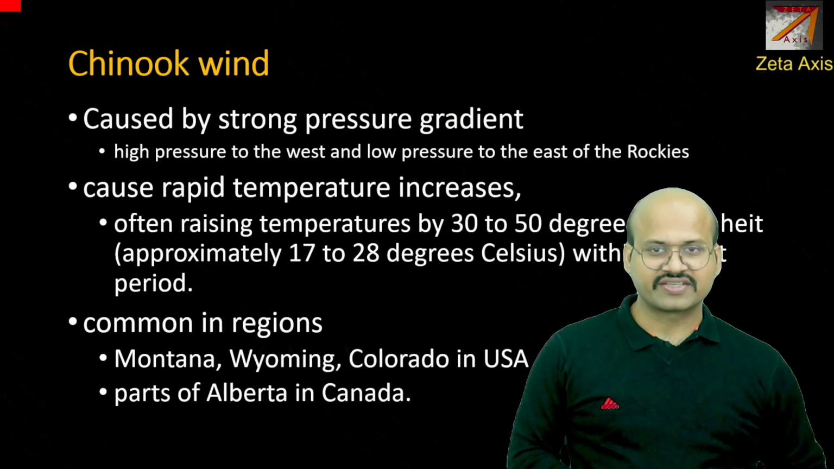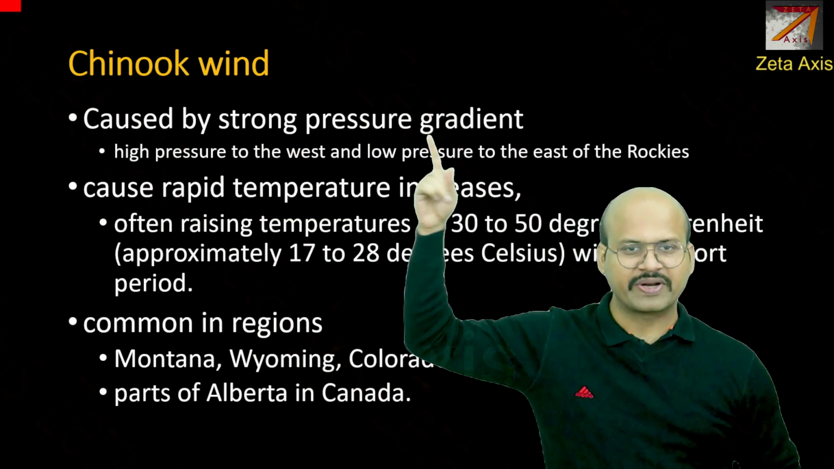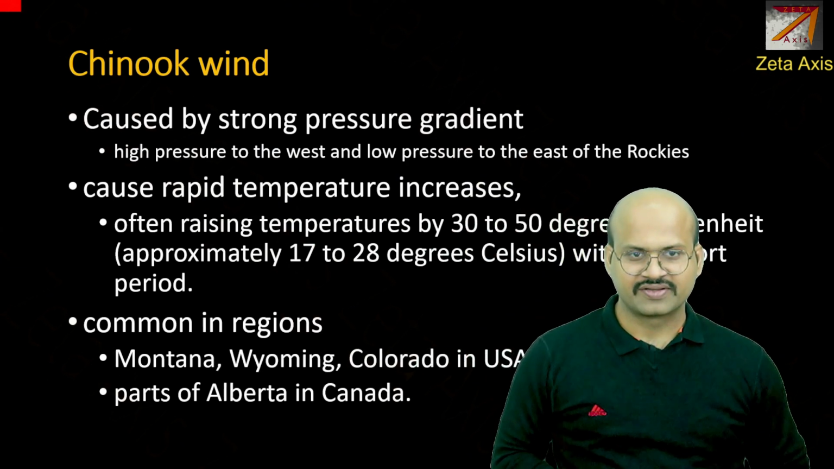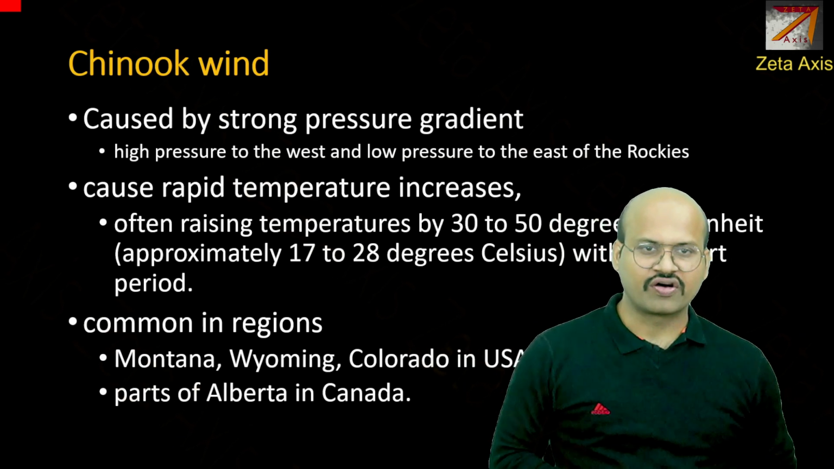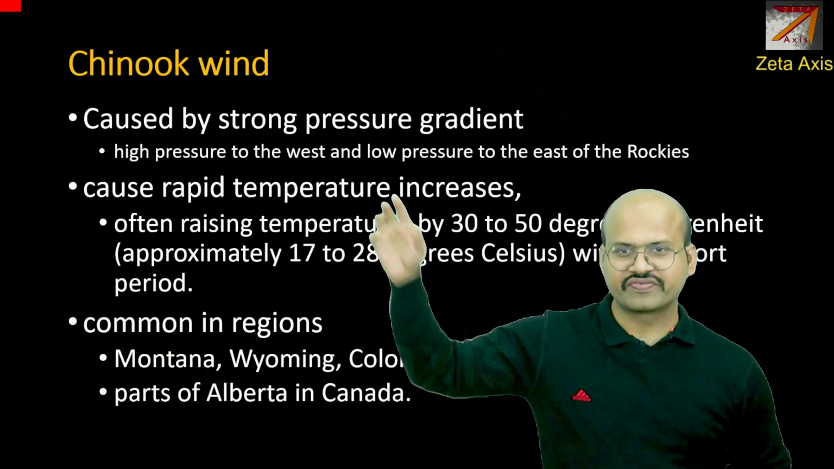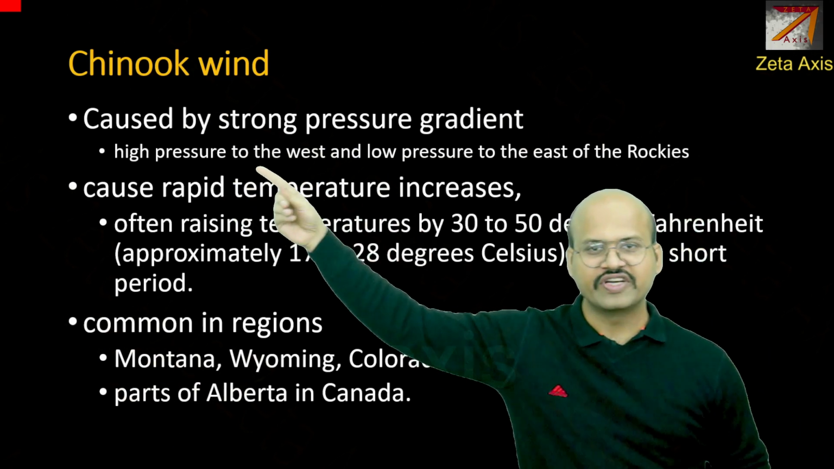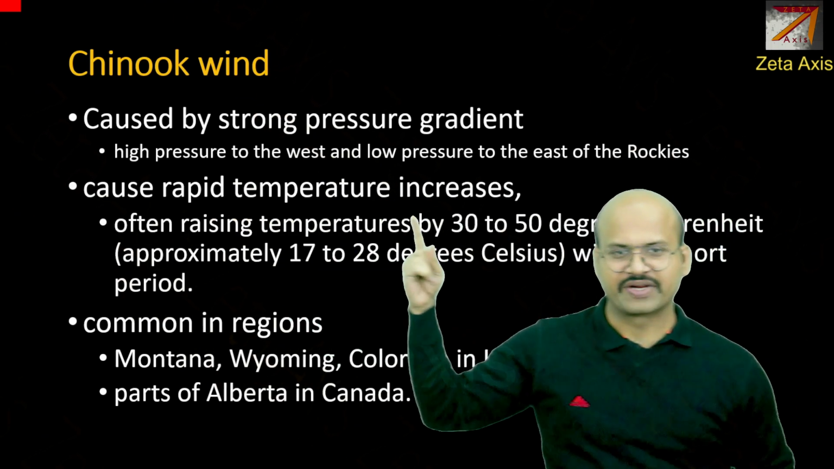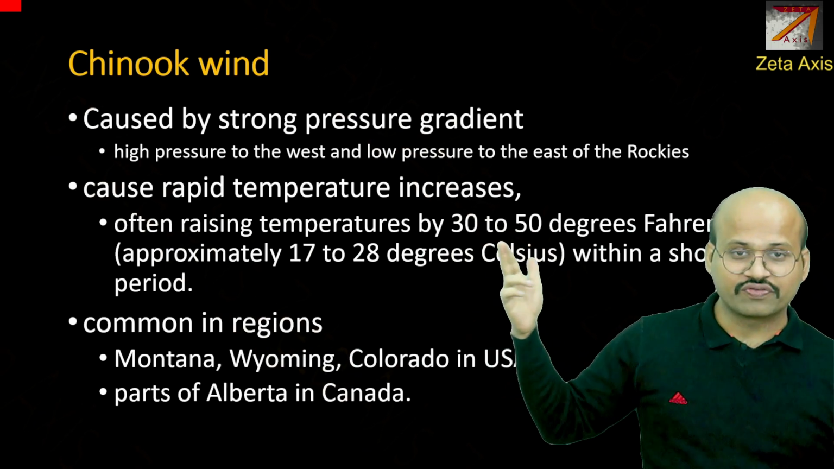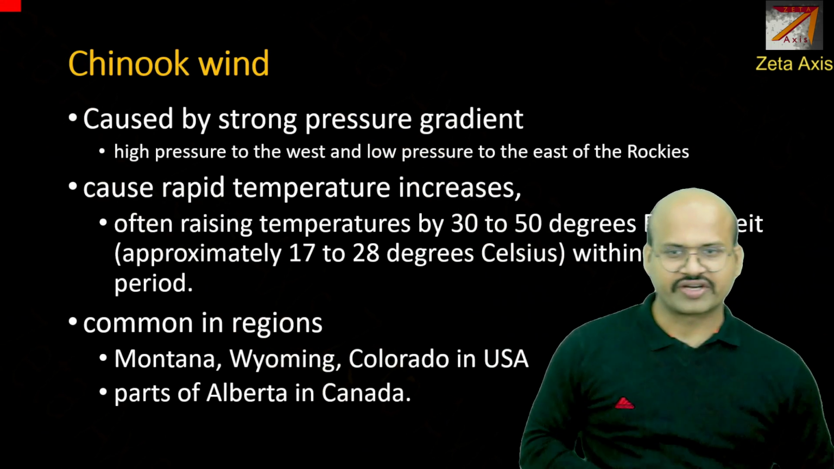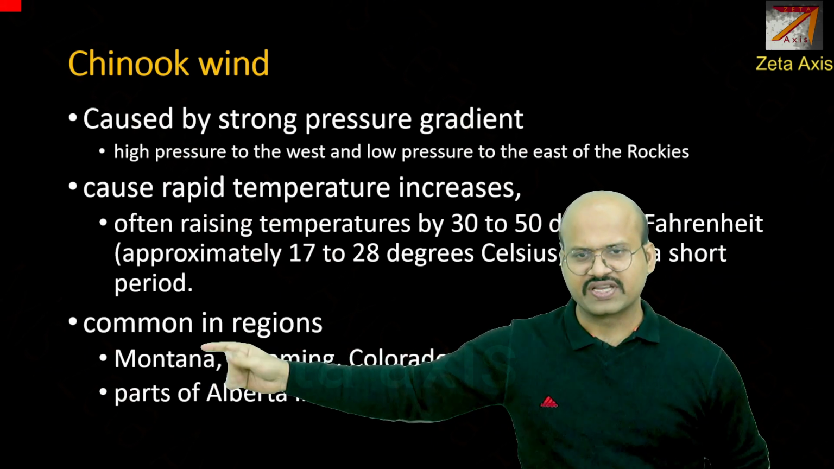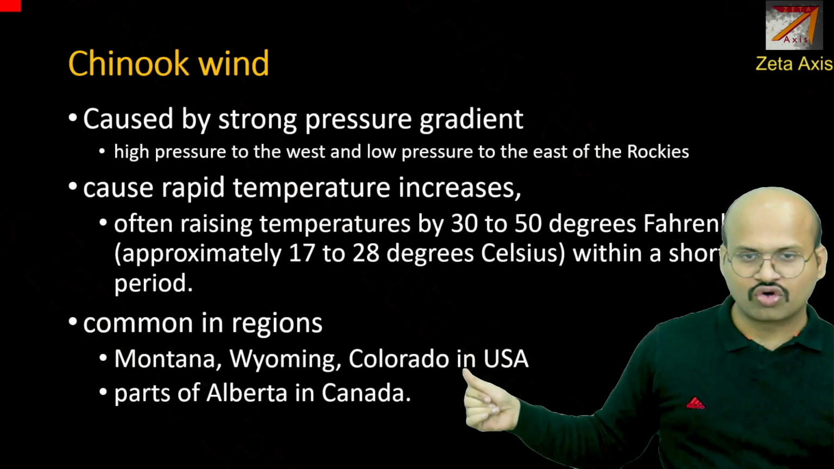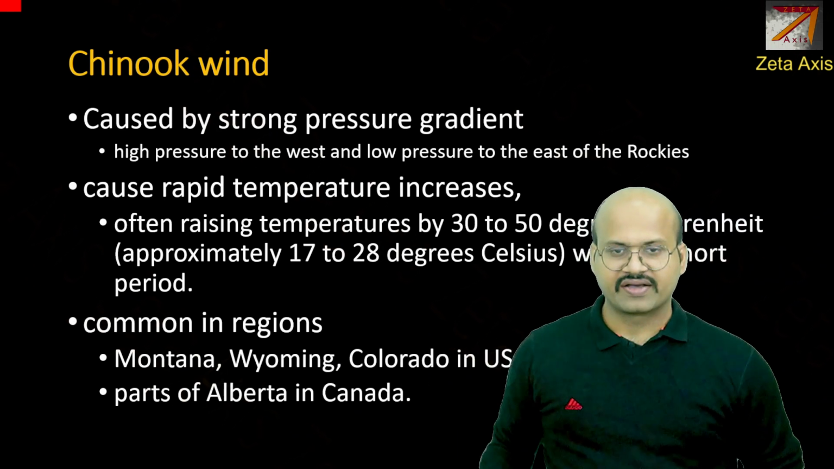There are certain other characteristics. It is mainly caused by a strong pressure gradient. Over the Pacific, there is high pressure, and over the mainland of the US, there is low pressure. Because of this pressure gradient, the winds flow from ocean towards the land. They also cause a rapid increase in temperature. They can increase the temperature from 30 to 50 degrees Fahrenheit within a very short interval. They are generally experienced in the central US region, Montana, Wyoming, Colorado, and Alberta in Canada.